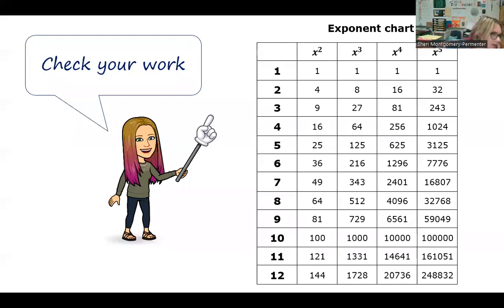So we're going to be using our exponent chart to help us. So keep that out and handy on your desk.